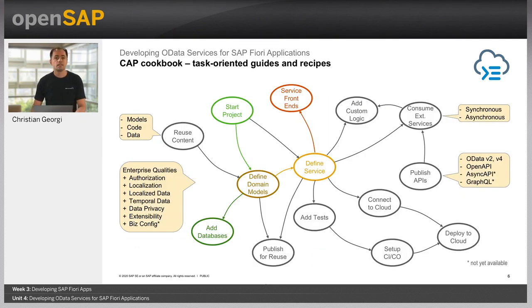These are some of the tasks that the programming model wants to support developers with. They range from starting a project to defining and running services, connecting to databases, serving front ends, adding test and business logic, wiring things to cloud services, and deploying the application to SAP Cloud Platform. Let's see some of these steps in action.